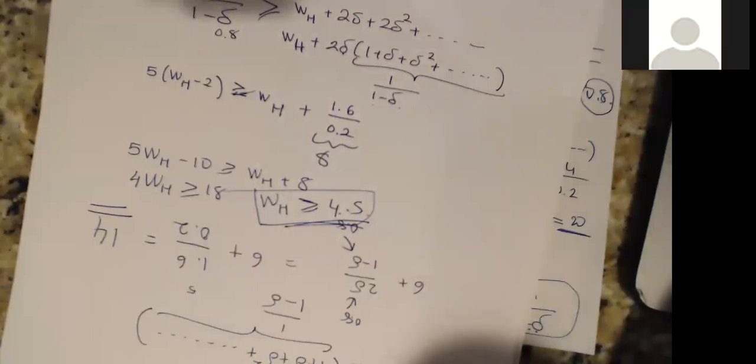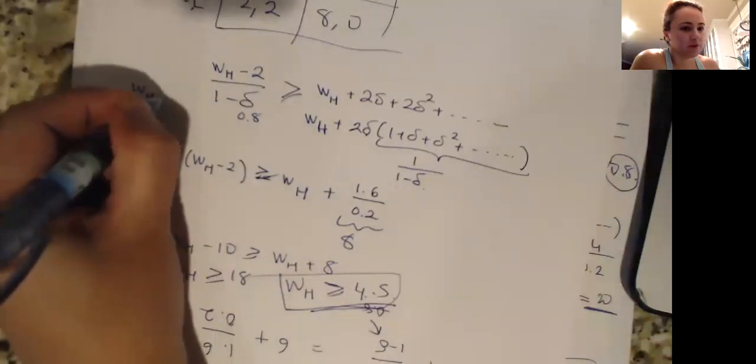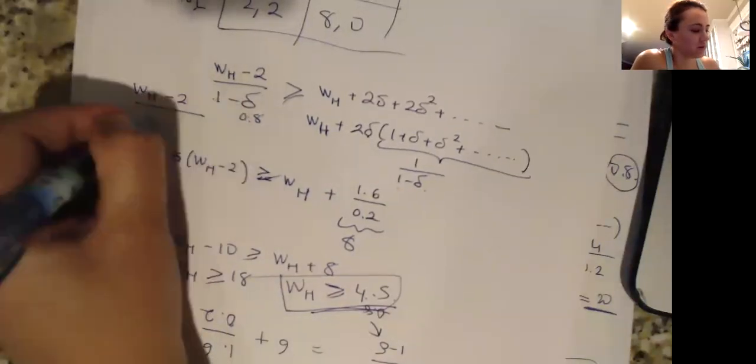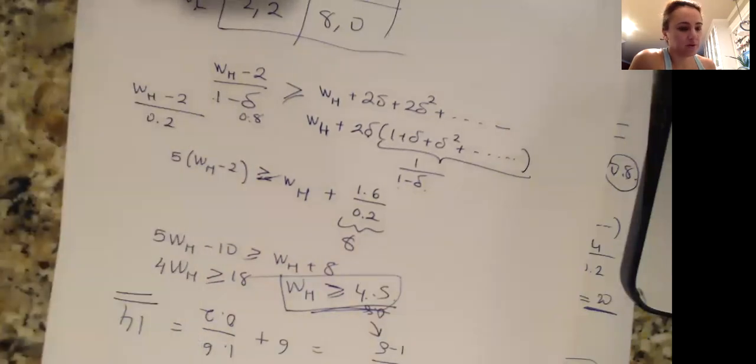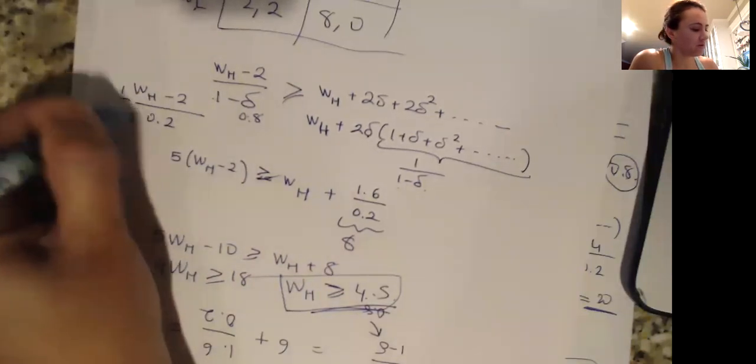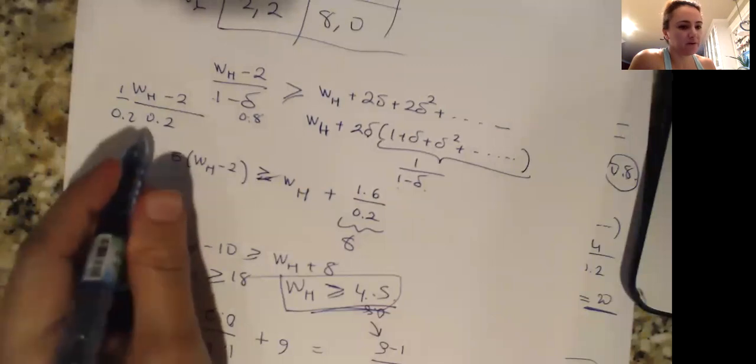I'm sorry, how did you get the 5 in front of the WH minus 2? This is WH minus 2 divided by 0.2. So dividing by 0.2 is the same as multiplying by 5. Okay, thank you.